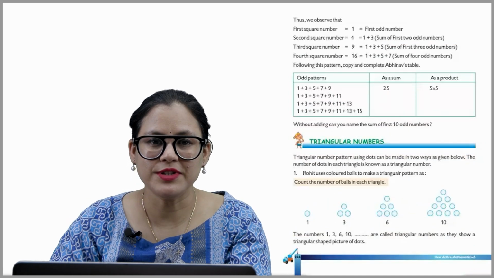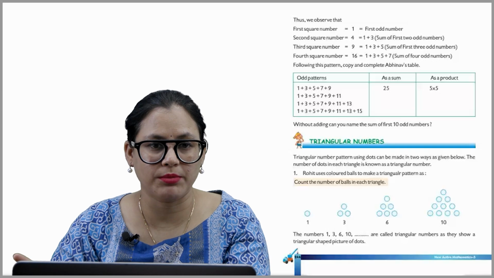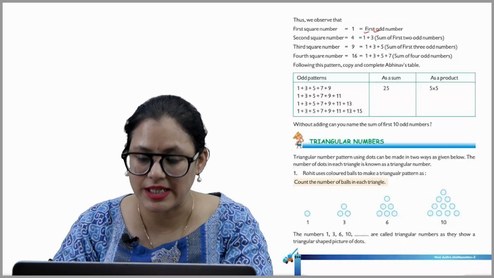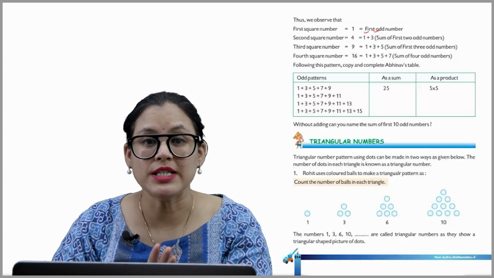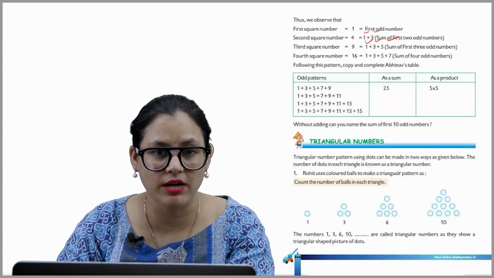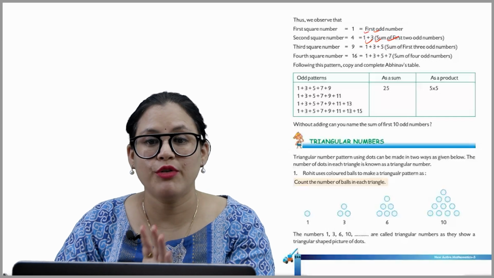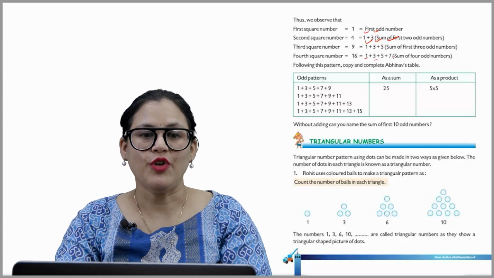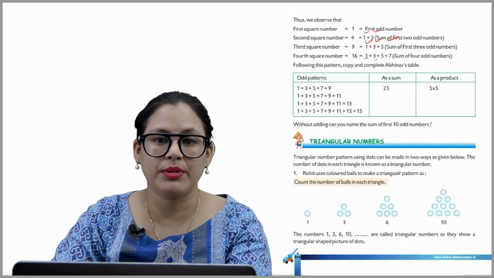Thus we observe, first square number is equals to first odd number. Second square number, sum of first two odd numbers, that is 1 plus 3. Third square number, sum of first three odd numbers, that is 1 plus 3 plus 5. Fourth square number is equals to sum of four odd numbers, that is 1 plus 3 plus 5 plus 7. Okay. Following this pattern, copy and complete Abhinav's table.